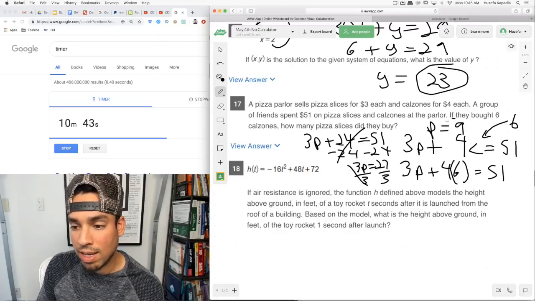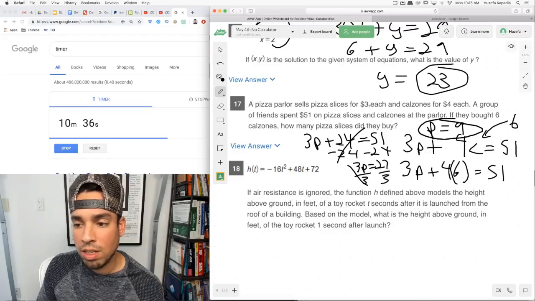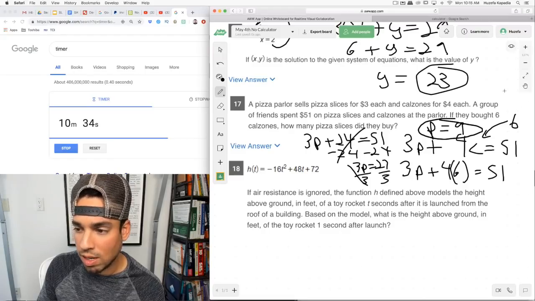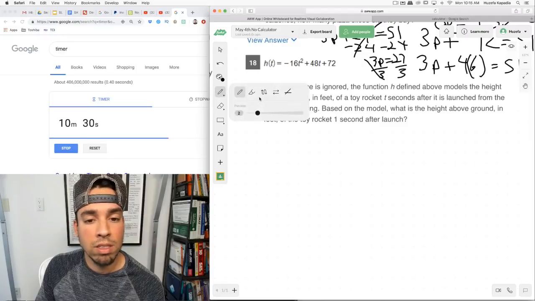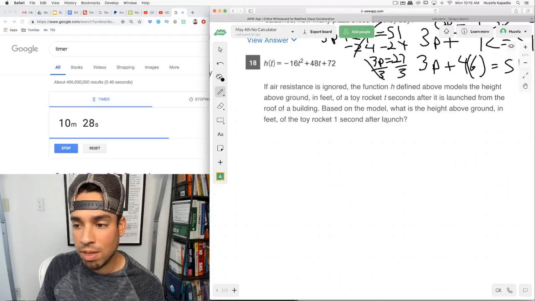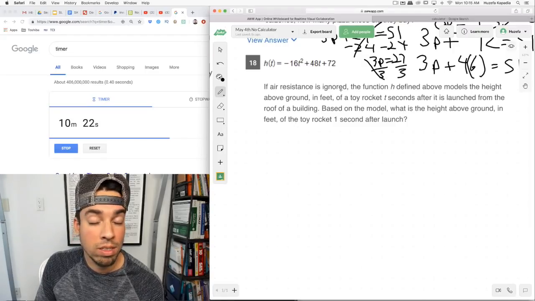So they bought 9 pizza slices. Right? So 9 times 3 is 27, plus 24 is 51. Yeah, it works. Just plugging it back in to make sure. All right, next. Air resistance is ignored. The function h defined above models the height above ground, and so on. What is the height above the ground in feet of the toy rocket 1 second after launch?